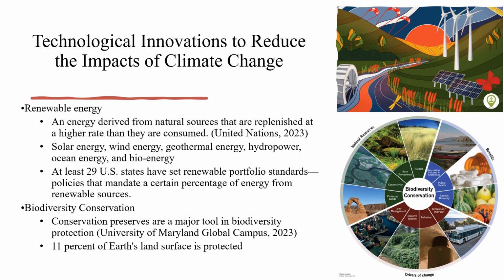Second example of technological innovation is biodiversity conservation. We all know that biodiversity is the equilibrium of naturally fluctuating rates of extinction. So, conservation preserves are a major tool in biodiversity protection, and 11% of Earth's land surface is protected through biodiversity conservation as well as preservation.